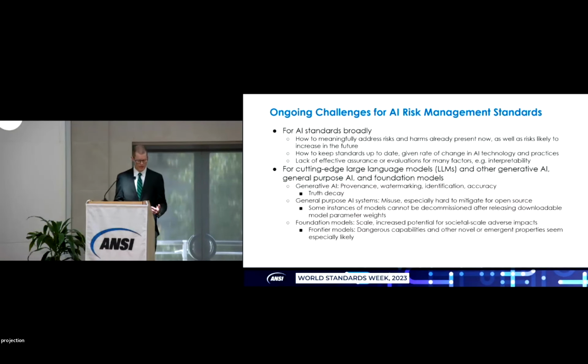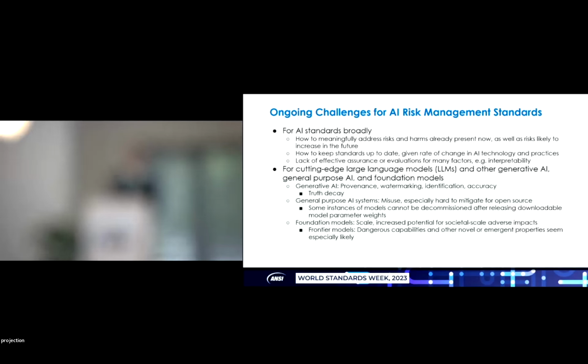Right. So for AI risk management standards broadly, some of the key challenges are how to meaningfully address risks and harms that are already present now, as well as those that are likely to increase in the future. How to keep standards up to date, given the rate of change in AI technology and practices. We heard earlier a couple of times about the transformer deep learning architecture that is really the core of contemporary large language models. And we heard about how the transformer paper was written and published in 2017. Many standards are on approximately a 5-year update cycle. That was only 6 years ago that the architecture for transformers was published. And so I think this is going to be an ongoing issue, not only for transformers, but for other types of AI technologies that are moving so rapidly.